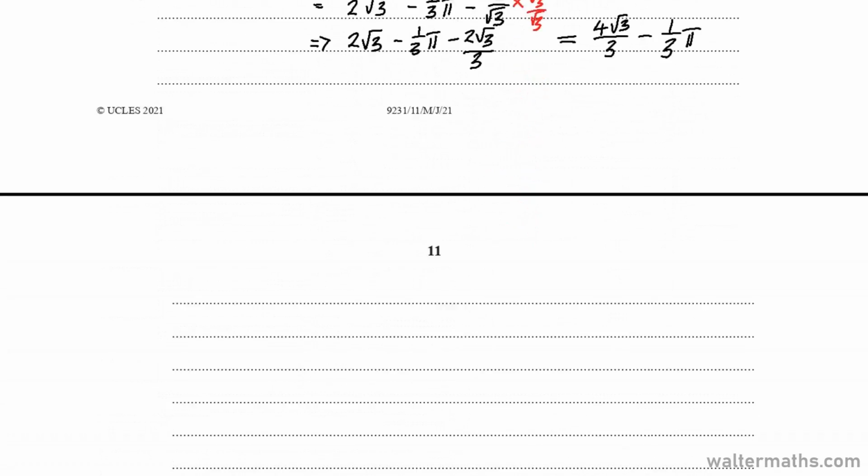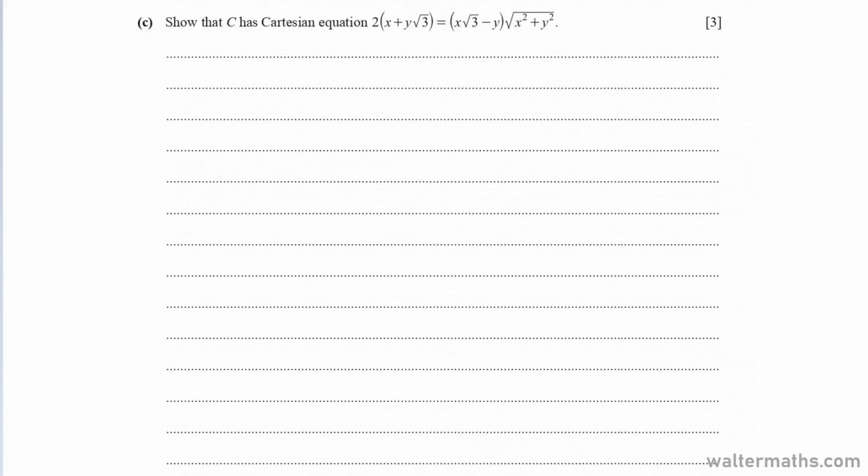Let's scroll down to part C. So on part C, the question goes, show that C has Cartesian equation 2 bracket x plus y root 3 equal to bracket x root 3 minus y multiplying root of x squared plus y squared. Now here, I'm going to write down the polar equation of the curve C. So that's r is equal to a cot theta. We got a to be 2, so that's 2 cot of a third pi minus theta.